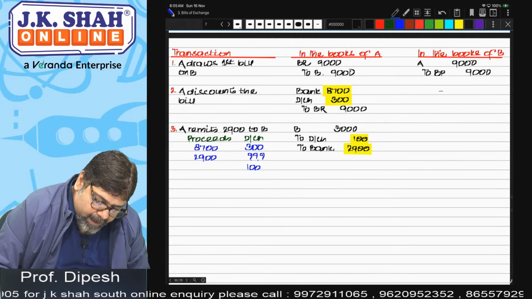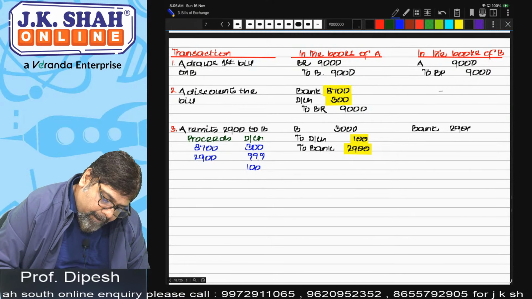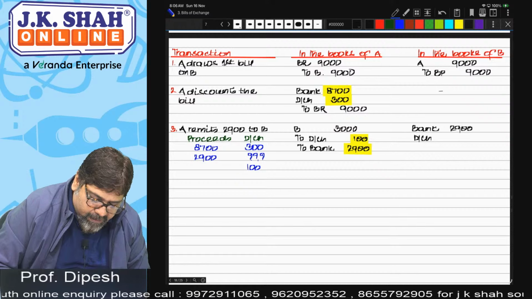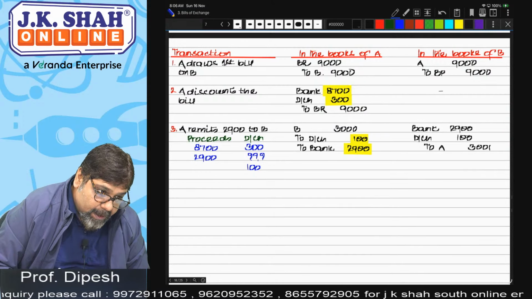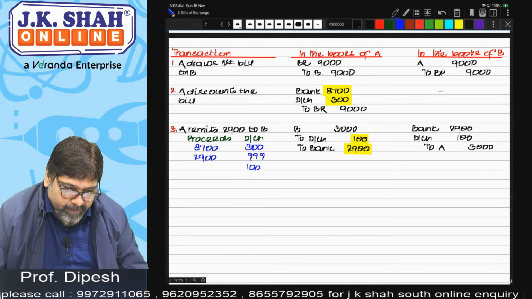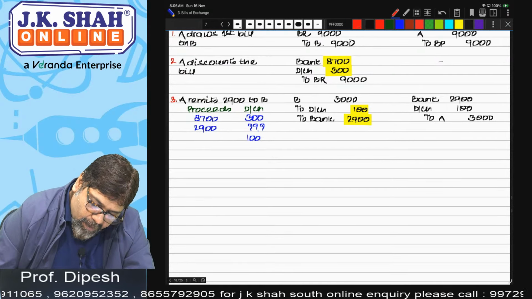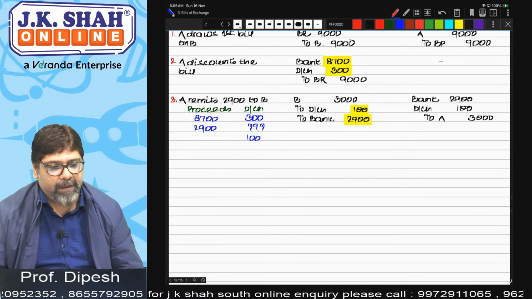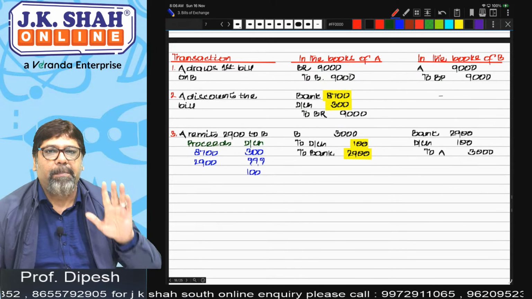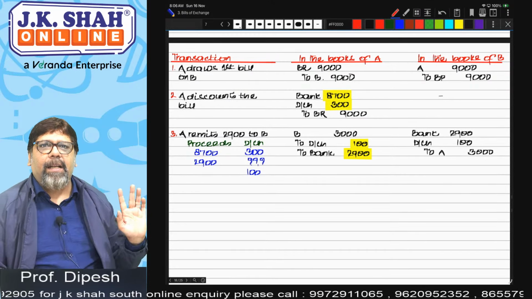Correct? Now, what entry will B pass? B will pass bank account debit, discounting charges account debit to A. Correct? Now chartered, tell me, on due date bank will go to whom? Sir, on due date, bank will go to B asking for 9,000. Correct?